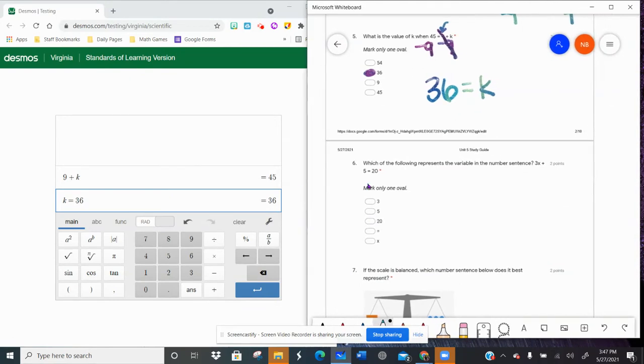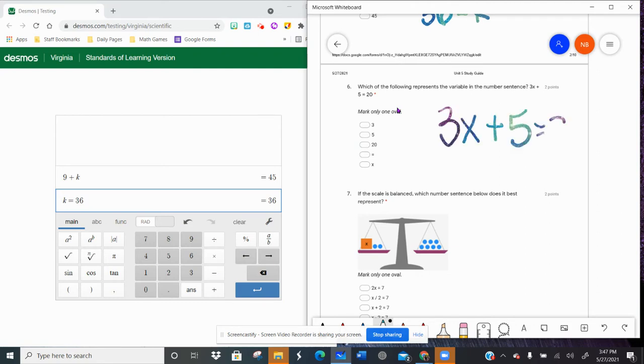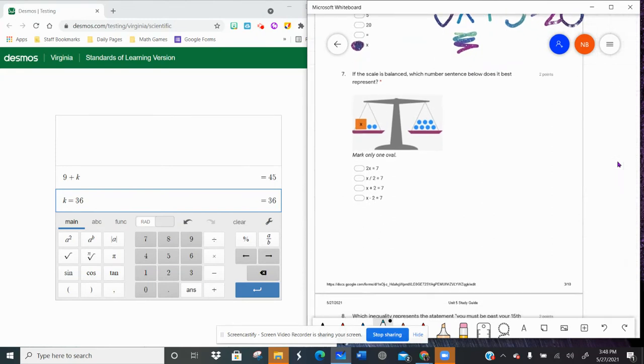It's pretty cool. The next one says, which of the following represents the variable in the number sentence 3x plus 5 equals 20? Let's write that bigger. 3x plus 5 equals 20. Well, the variable is the letter. That's the unknown thing that I'm solving for. So the variable, this is just a vocabulary word, is x. 3 is the coefficient. X is the variable. 3x, 5, and 20 are terms. So we have to know those vocabulary words: variable, coefficient, terms.